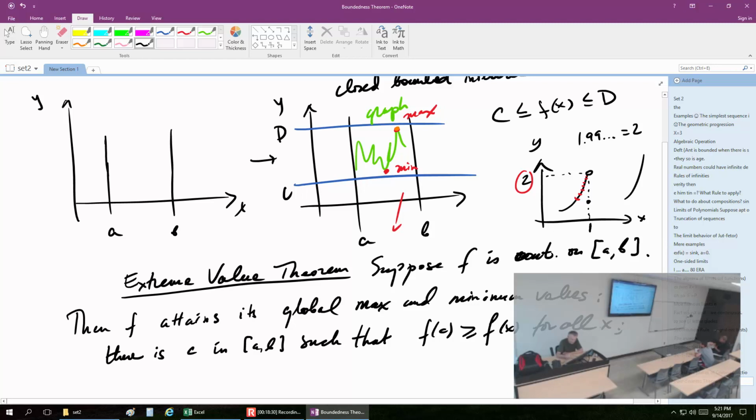And secondly, the minimum is also possible. There is a d in [a, b] such that f(d) is less than or equal to f(x) for all x.